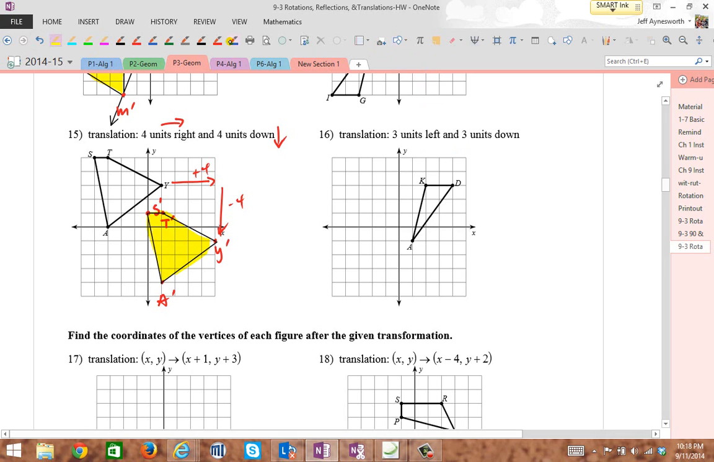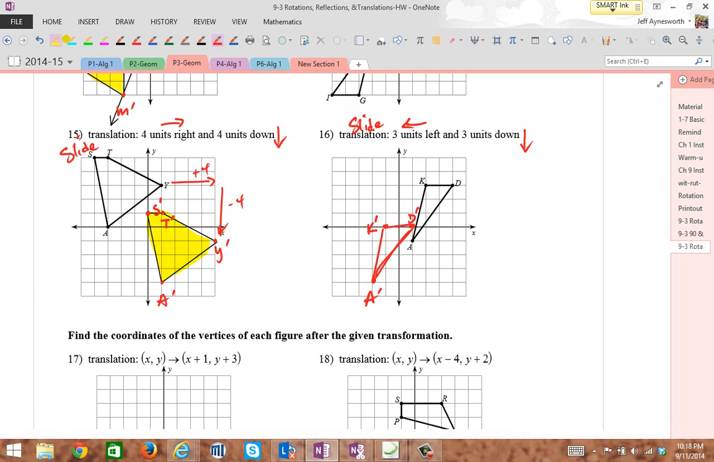Okay. Translate 3 units left, and then 3 units down. Okay. So left 3, down 3. There's K prime. This is a slide, as I was talking about in my first lessons, translation or slide. There are isometries too. They don't change the shape or size either. So left 3, down 3, D prime. Left 3, down 3, A prime. So simple, okay, and elegant. So there you go. There's your image.